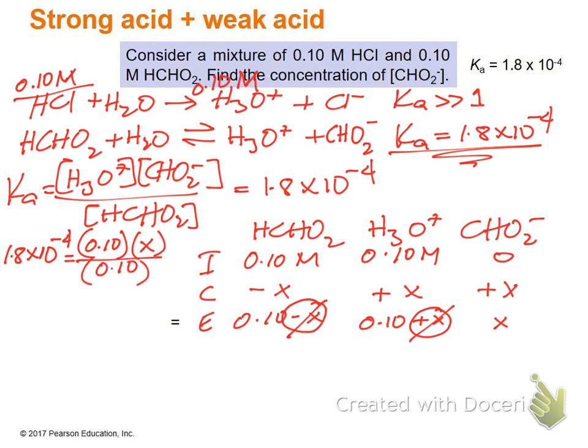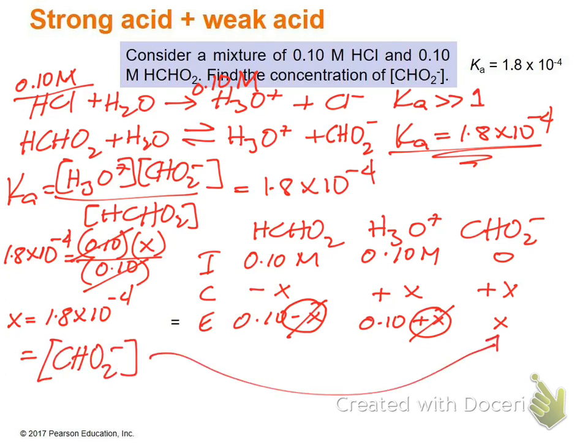So as you can see, 0.10 here will cancel, and we get X equal 1.8 times 10 to the negative fourth, which is surprisingly the same value as the Ka. So X is 1.8 times 10 to the negative fourth, which is also the concentration of CHO2 minus, right? So that's going to be the concentration of the formate ion, or the conjugate base.